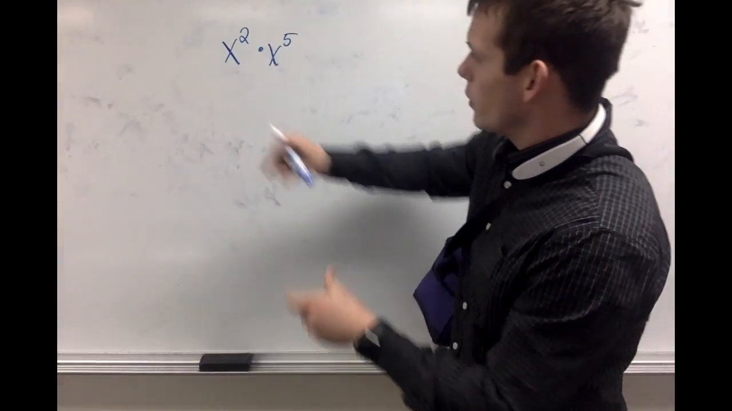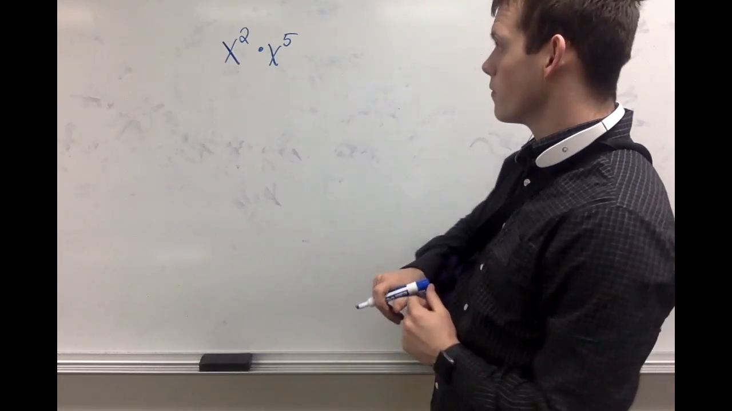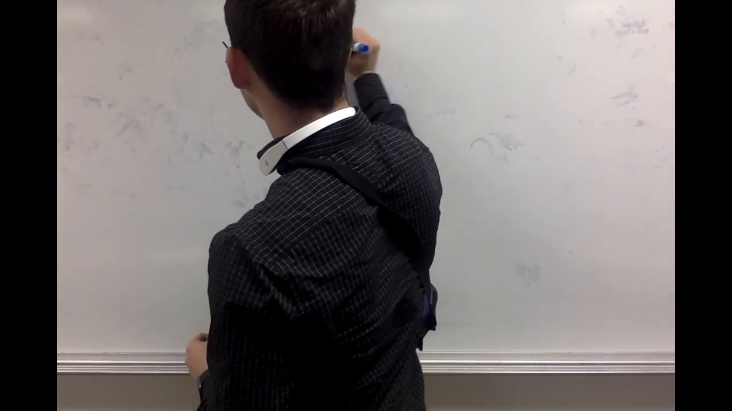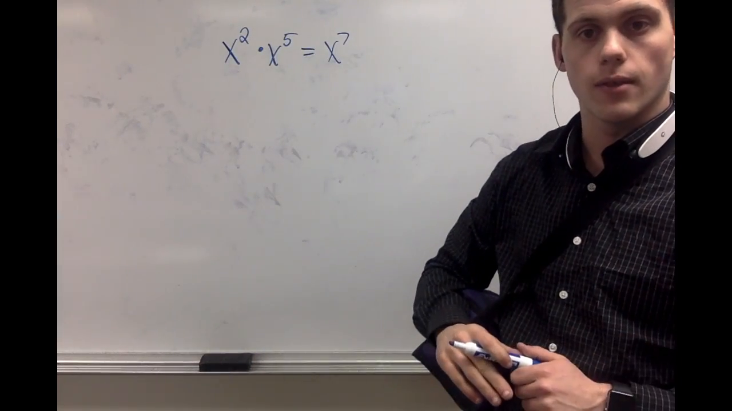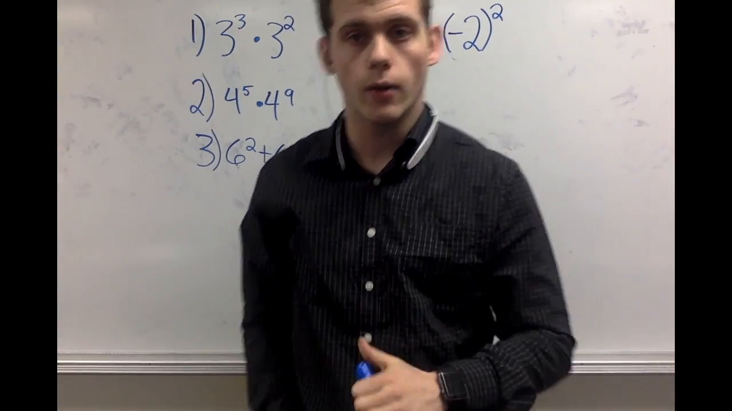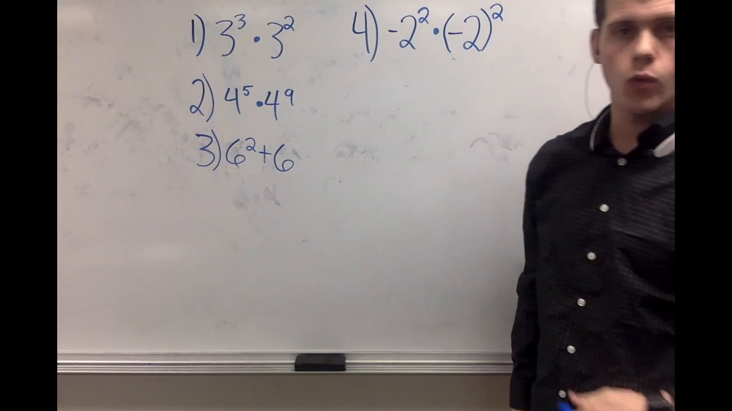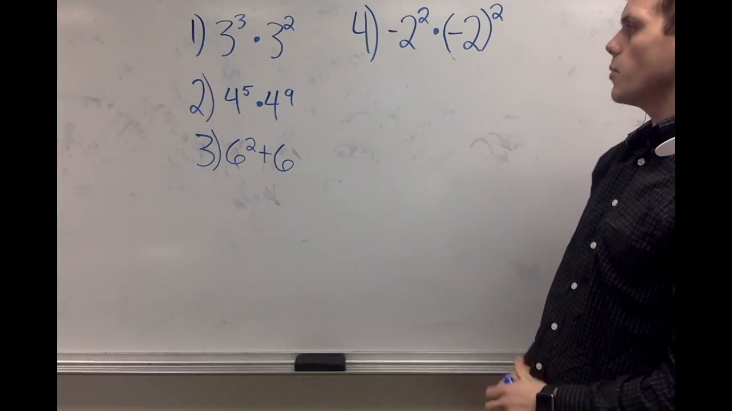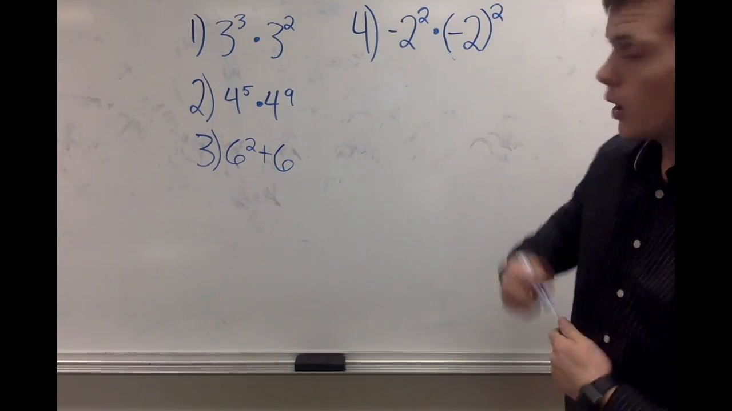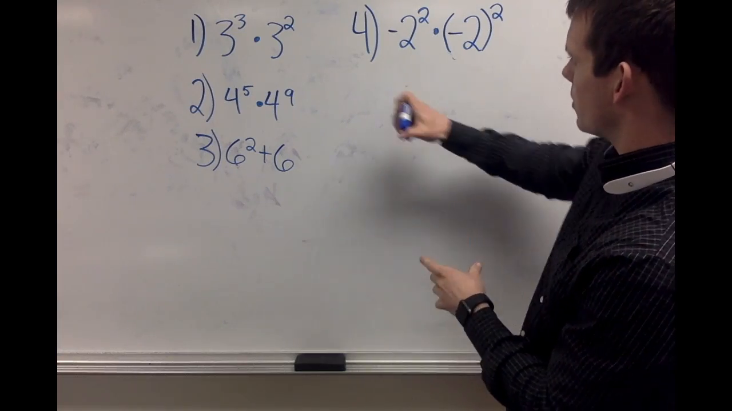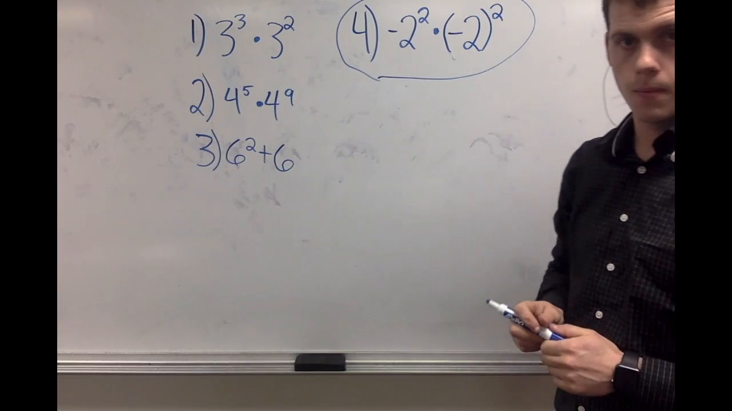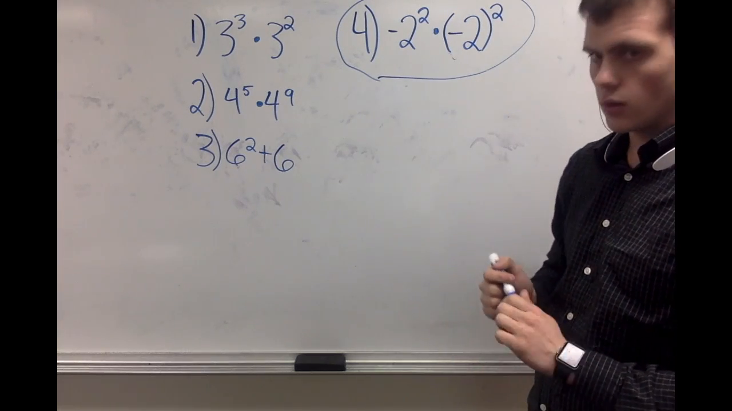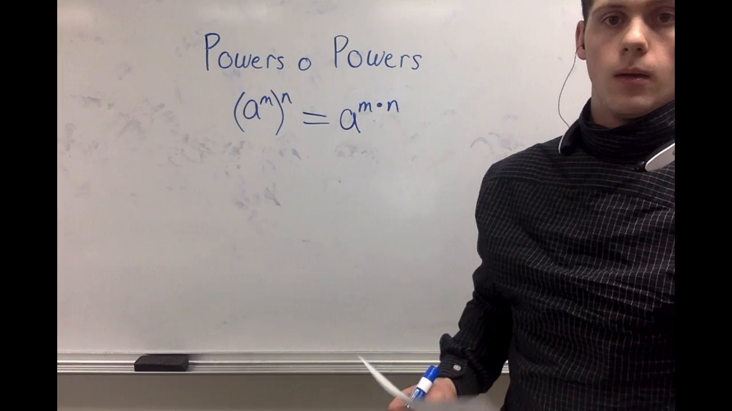Our next problem we're going to do is x squared times x to the 5th. So with that, we have x as the same base, so we simply add the exponents and get x to the 7th. What I want you to do now is work on these 4 problems. Write them on your paper. Now, I really don't want you to get tripped up by this one. It's a little tricky, but don't be fooled.